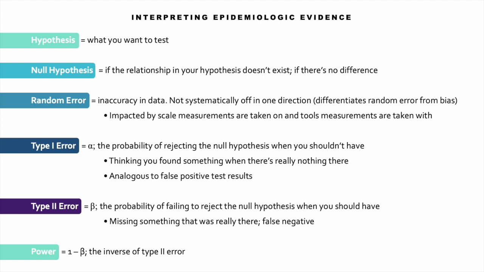Your textbook has a whole chapter on this. It's not systematically off in one direction, which differentiates random error from bias. It's impacted by both the scale measurements are taken on and the tools measurements are taken with.